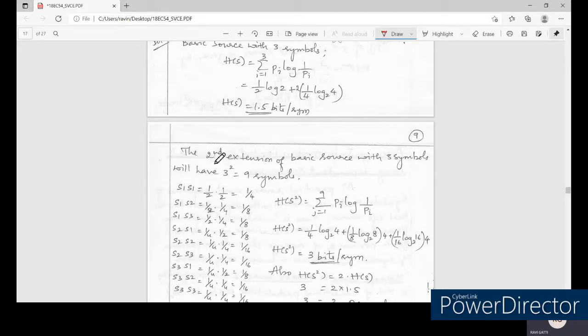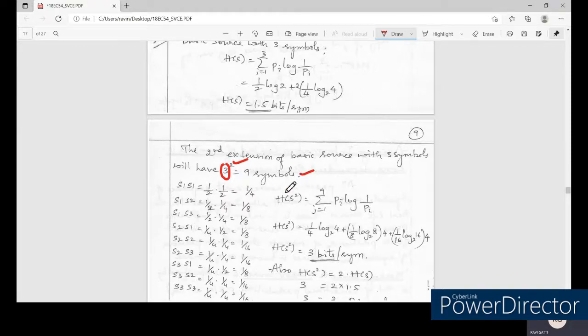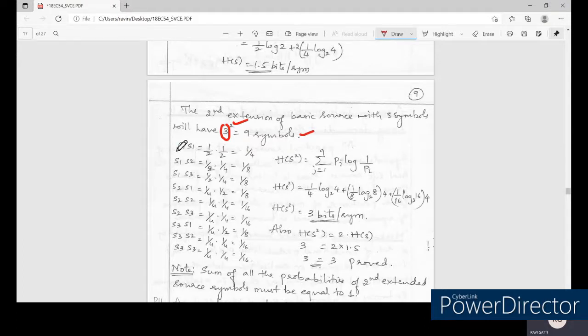As I said, the second extension will be the original source symbols. How many original source symbols? 3, to the power of the extension we are going to, the second. So 3 power 2 is nothing but 9 symbols you'll be getting. So what are those 9 symbols? It is nothing but S1 S1, S1 S2, S1 S3, S2 S1, S2 S2, S2 S3, S3 S1, S3 S2, S3 S3, with the probability values given over here.